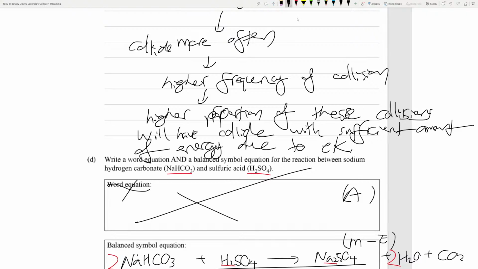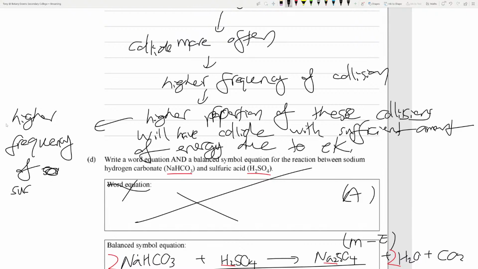Excuse me, I'm just trying to write as quickly as I can. So what it means is that the particles are colliding more, and then a higher percentage of these collisions will have a sufficient amount of energy to start the reaction. Therefore, you have a higher frequency of successful collisions.